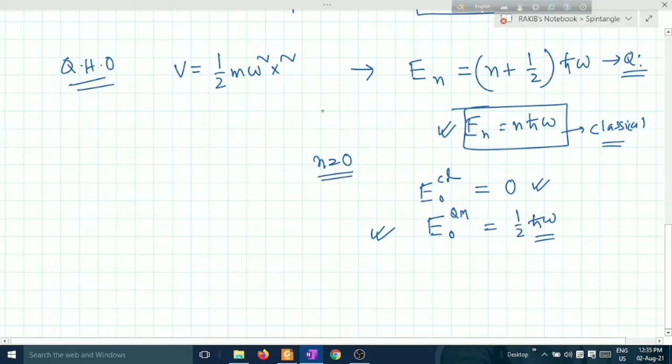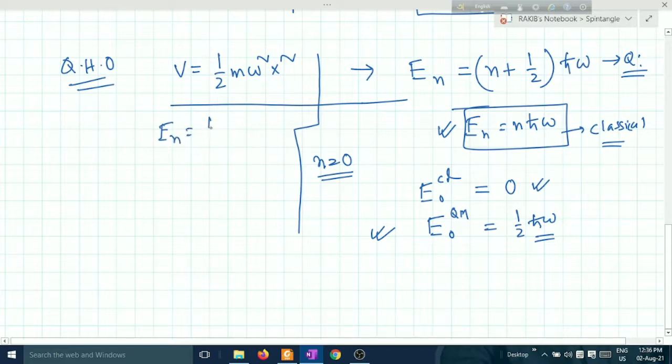Okay, now go back to the topic we were discussing. The topic was, if this is the potential, then the energy is written as En equals (n plus half) h cut omega. This is the direct formula.